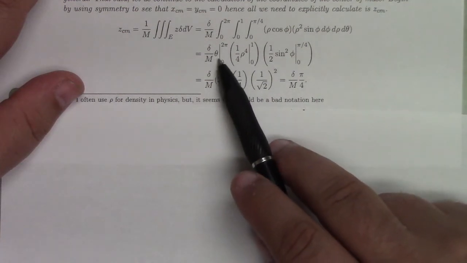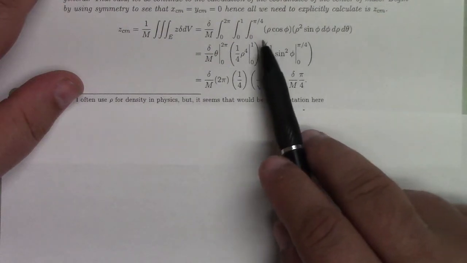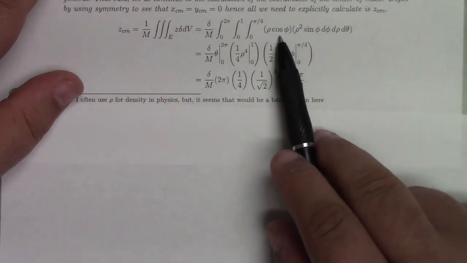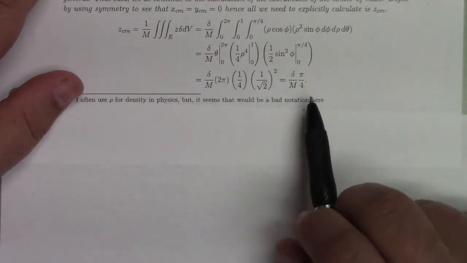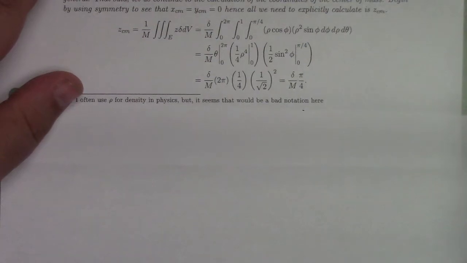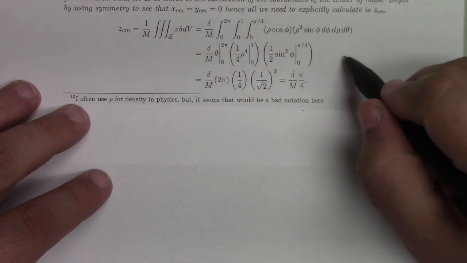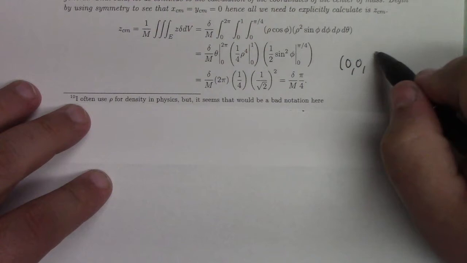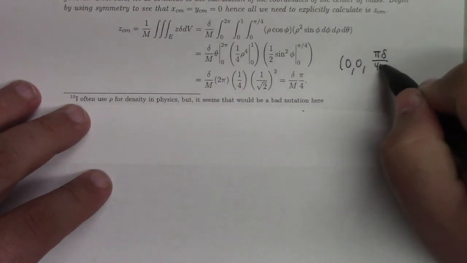I get delta over m, theta evaluated from 0 to 2 pi, and the rho integrates to rho to the 4th over 4, 0 to 1, and I've got sine phi cosine phi, so that integrates to sine squared phi over 2, and so lo and behold, we get delta over m times pi over 4 for my z center of mass. And great, so that means that 0, 0, pi delta over 4m, that's the center of mass.